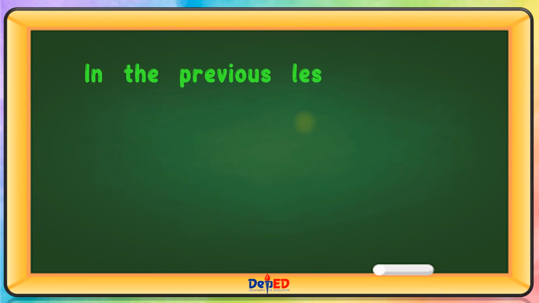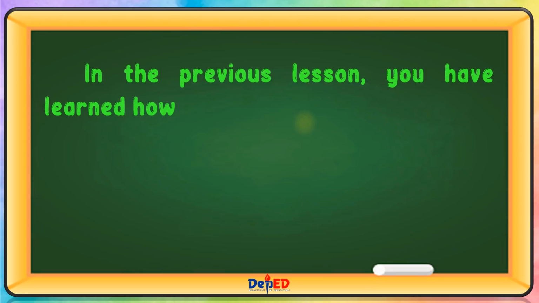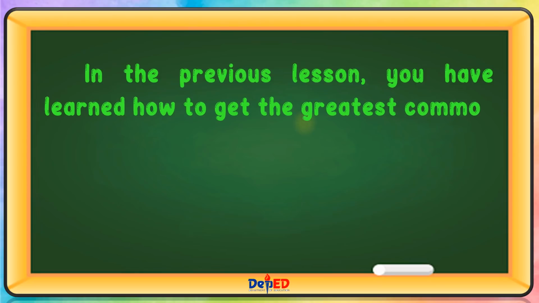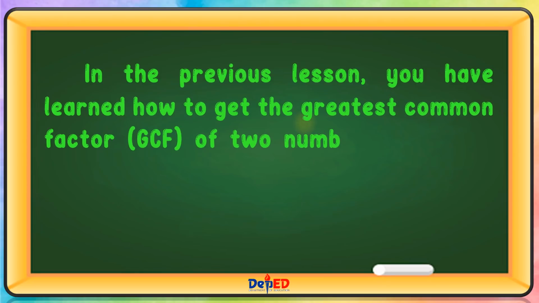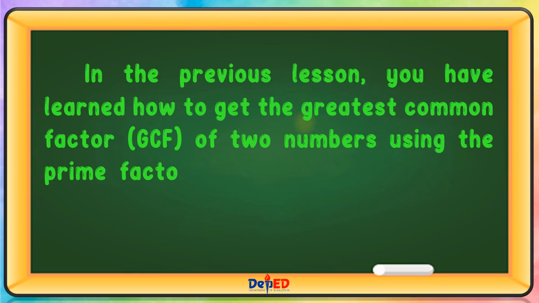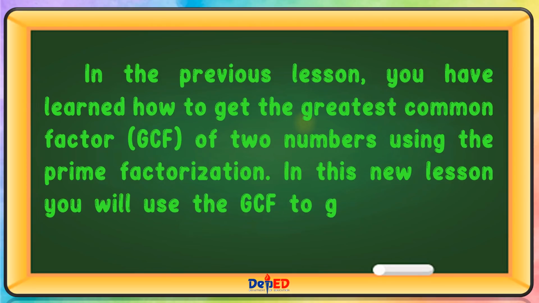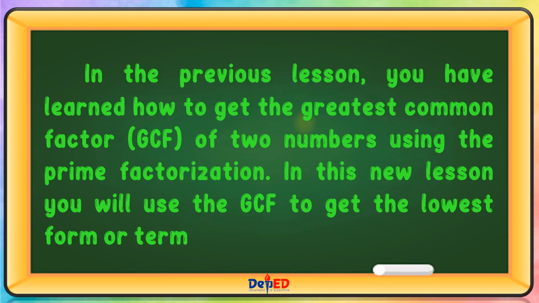In the previous lesson, you have learned how to get the greatest common factor or GCF of two numbers using the prime factorization. In this new lesson, you will use the GCF to get the lowest form or terms of the fractions.